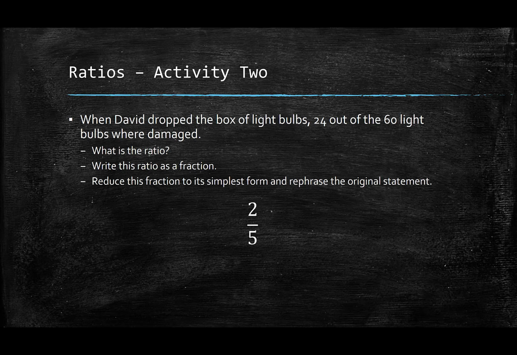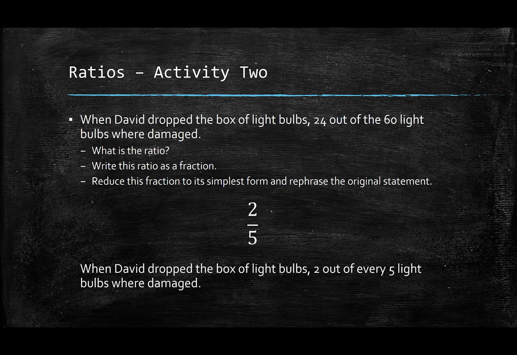Now that you have your ratio in a fraction format and you've figured out what your greatest common factor is, I hope you're able to see that the original ratio can be reduced to 2/5. Now that it's reduced, we can rephrase the original statement. The new statement now becomes: when David dropped the box of light bulbs, 2 out of every 5 light bulbs were damaged.